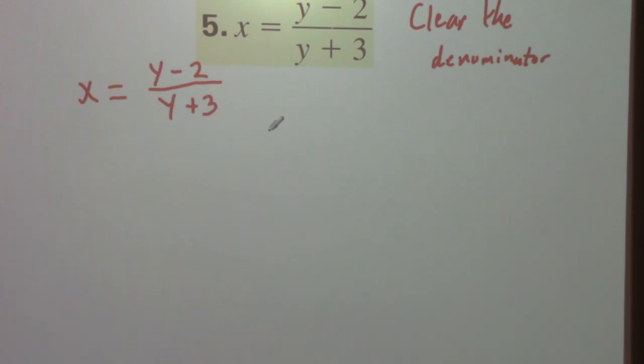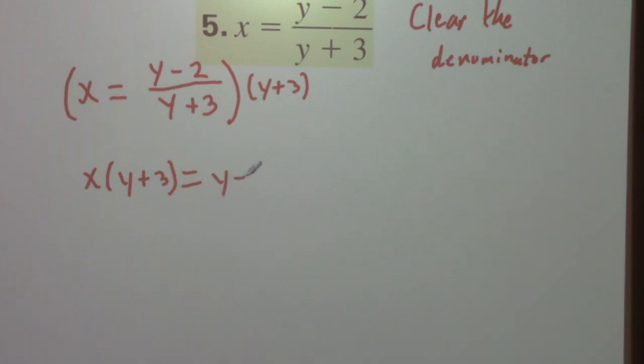Okay, multiply through by that denominator, right? I think that was Elizabeth who came up with that. So we're going to multiply this whole thing by y plus 3. And when we do that, on the left side, what do we get? We're going to get x times y plus 3. That's on the left side, right? Now on the right side, what do we have left? y minus 2. Okay? So we've cleared that out.